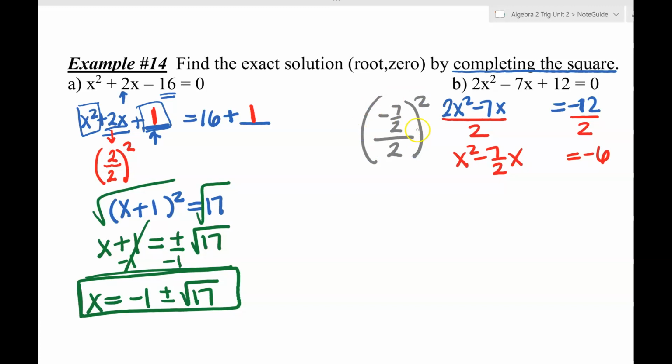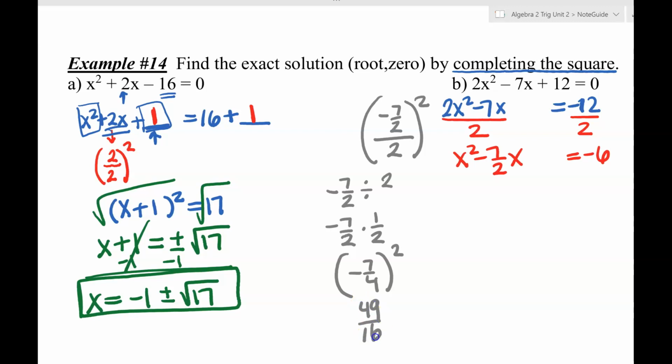And I want you to really not be concerned about this whole fraction within a fraction thing here. What I want you to do is think about how you would have done this a long time ago. If someone gave you negative 7 over 2 divided by 2, that's negative 7 over 2 times 1/2, which is negative 7 over 4. And you're supposed to square that. So that's going to give you 49 over 16. So the perfect square number that I want to add here is 49 over 16.